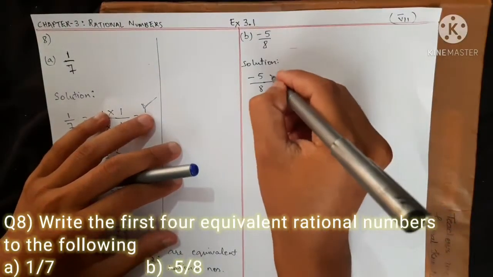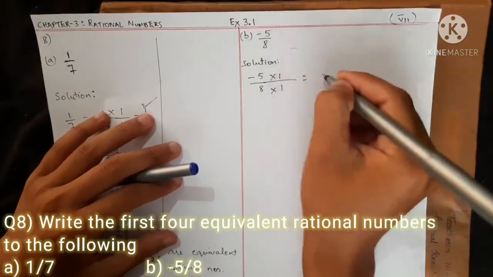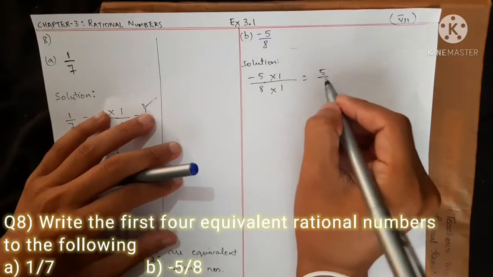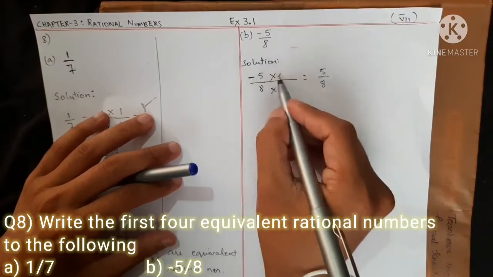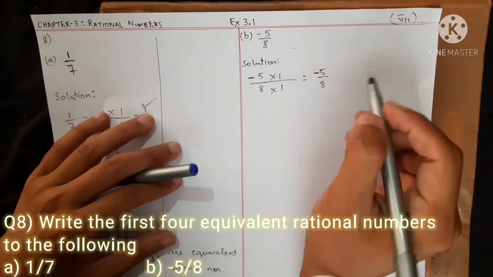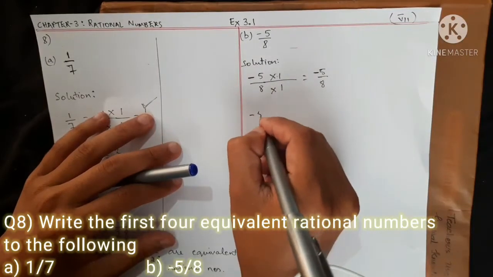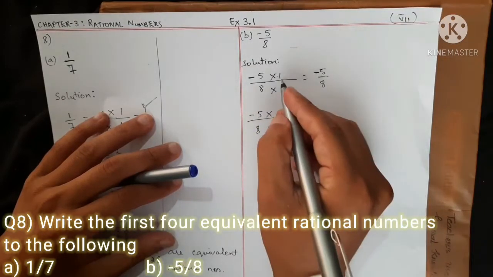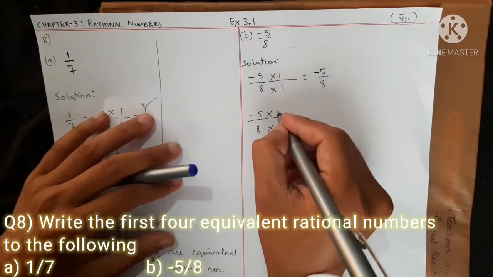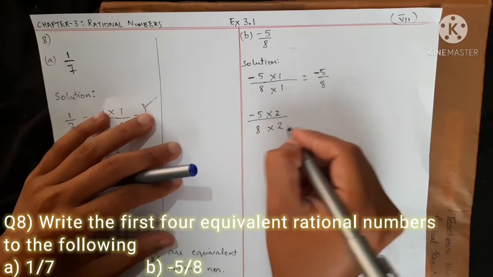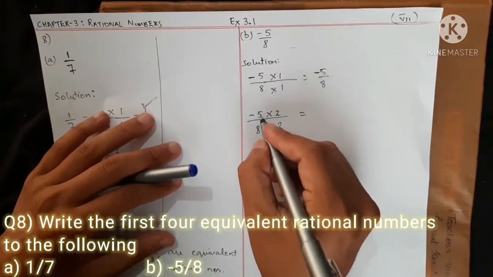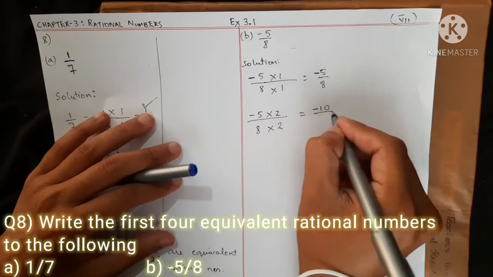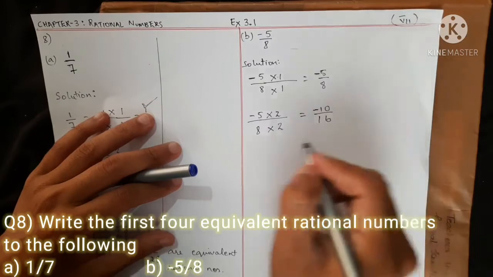Here we just multiply it with 1. 5 multiplied by 1 we get 5, 8 multiplied by 1 we get 8, and minus times plus is minus. Next, minus 5 by 8, we have multiplied with 1, so now we multiply with 2. 5 multiplied by 2 equals 10, minus into plus equals minus, and 8 multiplied by 2 equals 16.